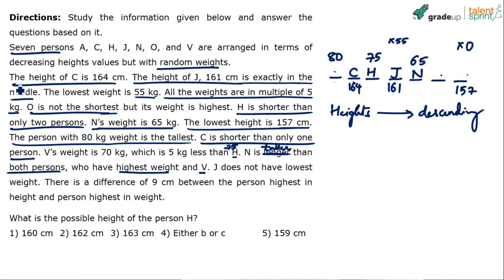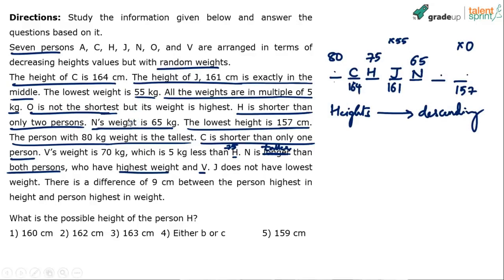So what we'll do is read the statements once again, very quickly. The height of C is 164. Height of J is 161 and he's exactly in the middle. The lowest weight is 55 kg.